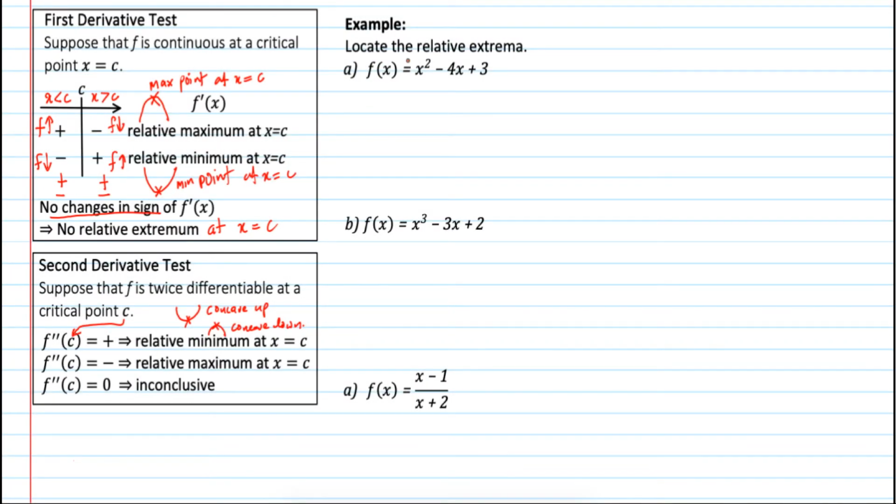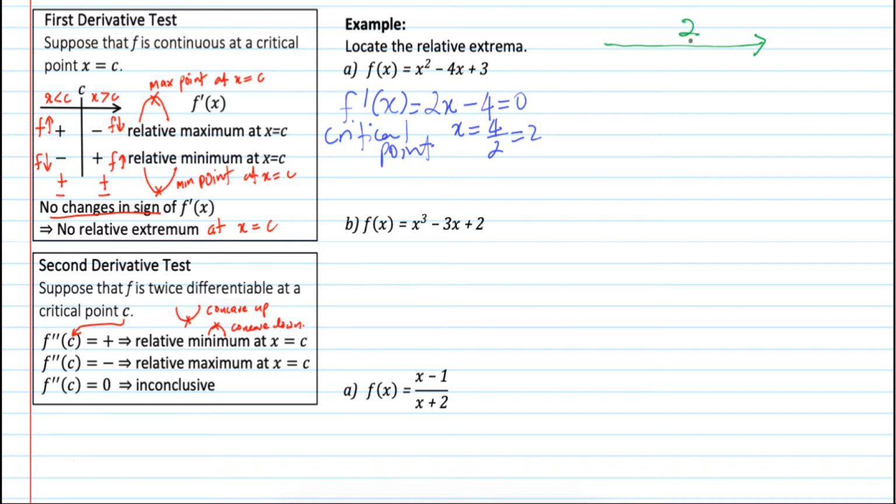Example A. Locate the relative extrema if f of x is equal to x squared minus 4x plus 3. First step, find the critical point. F prime x equal to 2x minus 4 equal to 0. So you will have x equal to 4 over 2 equal to 2. So this is your critical point. Now we use first derivative test. This is your number line. You only have one critical point, 2.